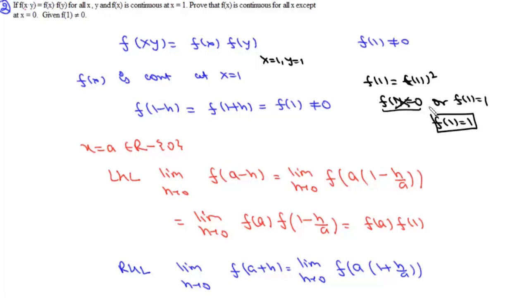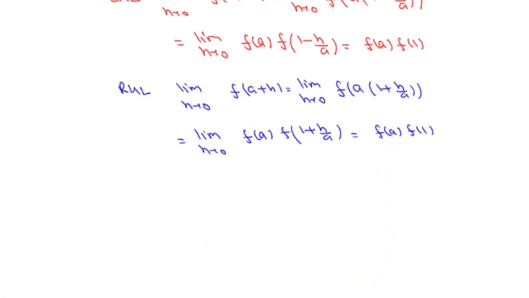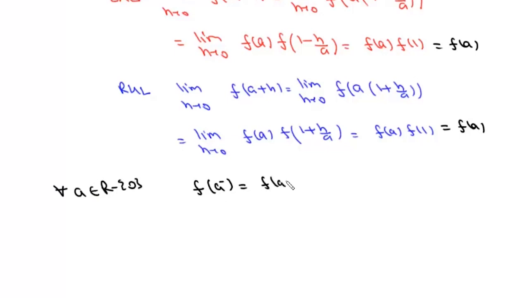Now if we put f(1) is 1, then this is f(a) and this is also f(a). So for all the points a which are R minus 0, f(a) negative is equal to f(a) positive, and will be equal to f(a). That means this function is continuous for all such a's.